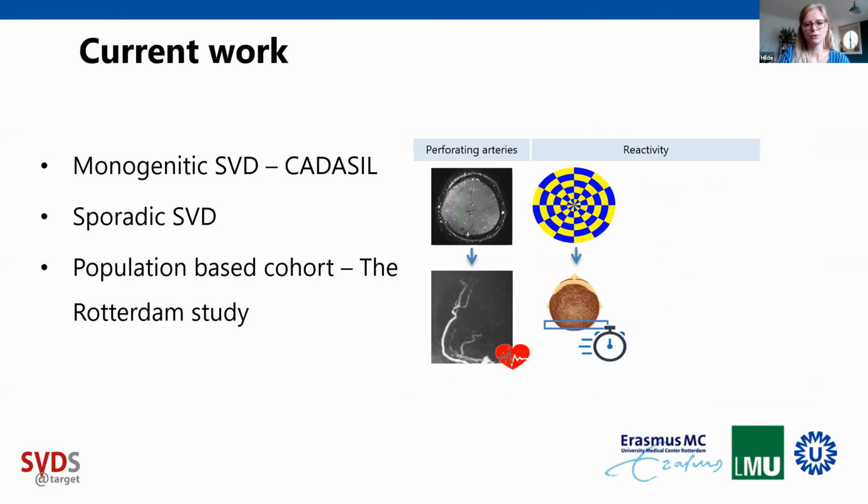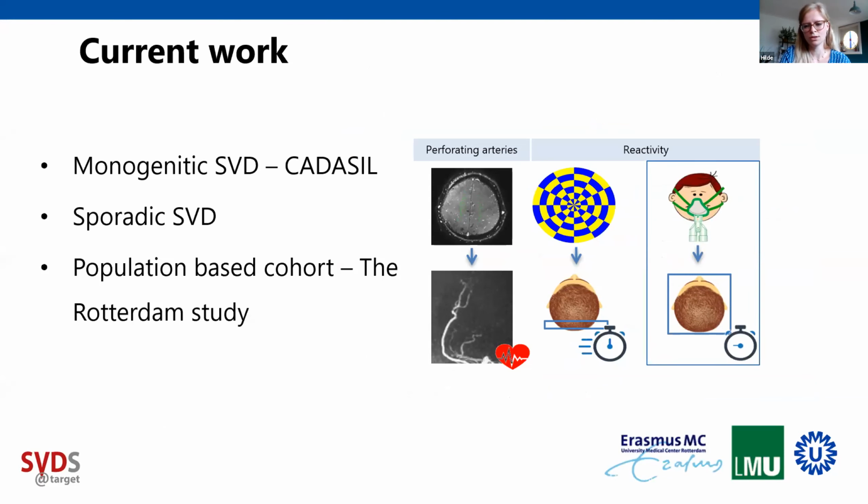So currently what we are doing is we are not only looking at these two markers, but also a third one. We're also assessing reactivity where we use a CO2 stimulus instead of the visual stimulus, which has the asset that we can then study vascular reactivity throughout the entire brain. And we're doing this, as I showed you, in CADASIL patients, but also in patients with sporadic small vessel disease, and also in a population-based cohort in collaboration with the Rotterdam Study, really to capture a fuller range of small vessel disease.